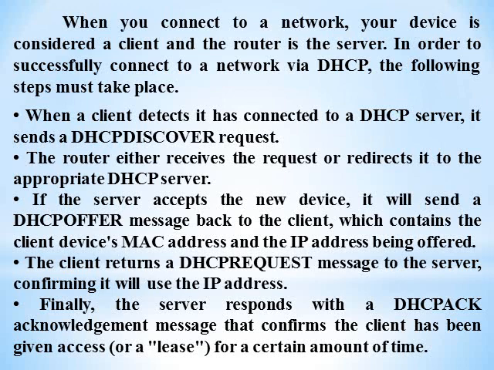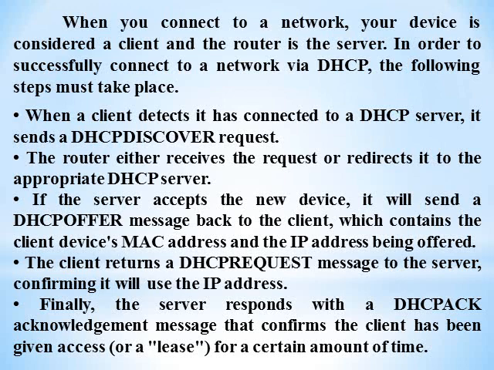When you connect to a network, your device is considered a client and the router is the server. In order to successfully connect to a network via DHCP, the following steps must be taken into account. First step, when a client detects it has connected to a DHCP server, it sends a DHCP discover request. So this is the first step when you want to connect to the particular network via DHCP. So DHCP discover is the first request sent.